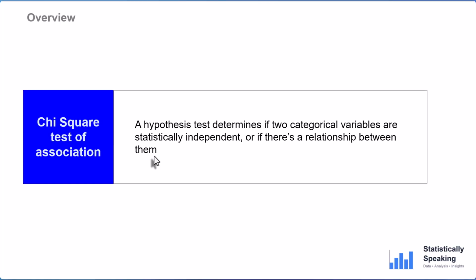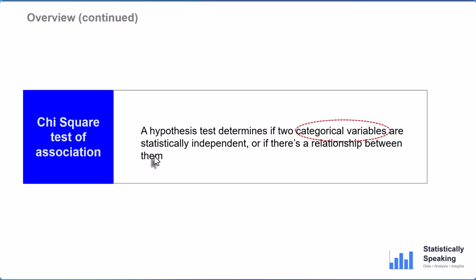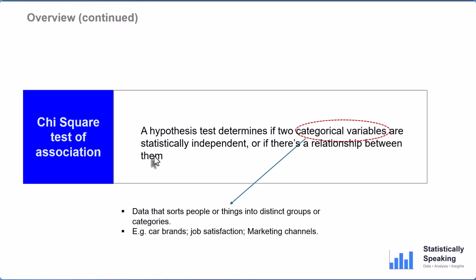Let's explore the first one first. Categorical variables. What are categorical variables? Data that sorts people or things into distinct groups or categories. So think of car brands: Toyota, BMW, Ford, Honda. That would be an example of a categorical variable. Job satisfaction: satisfied, neutral, dissatisfied. Marketing channels: email, social media, print advertisements, word of mouth. These are all examples of categorical variables.